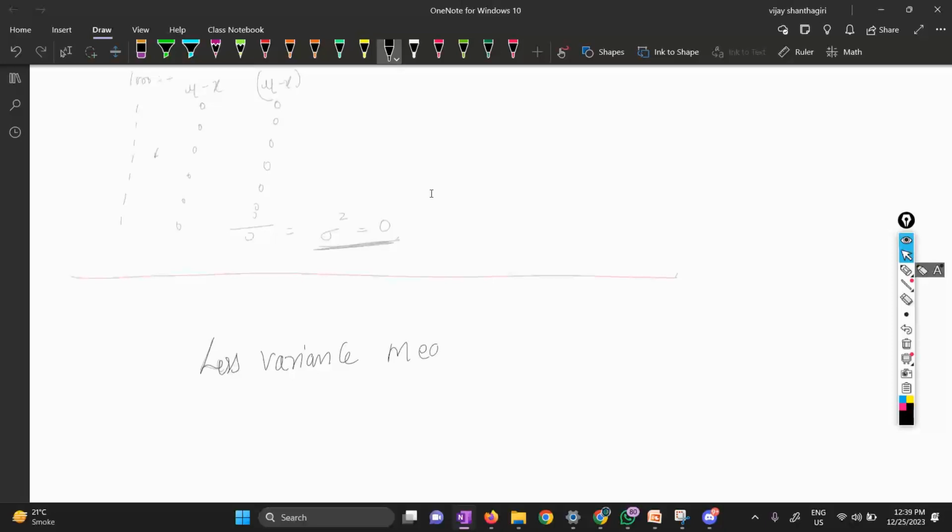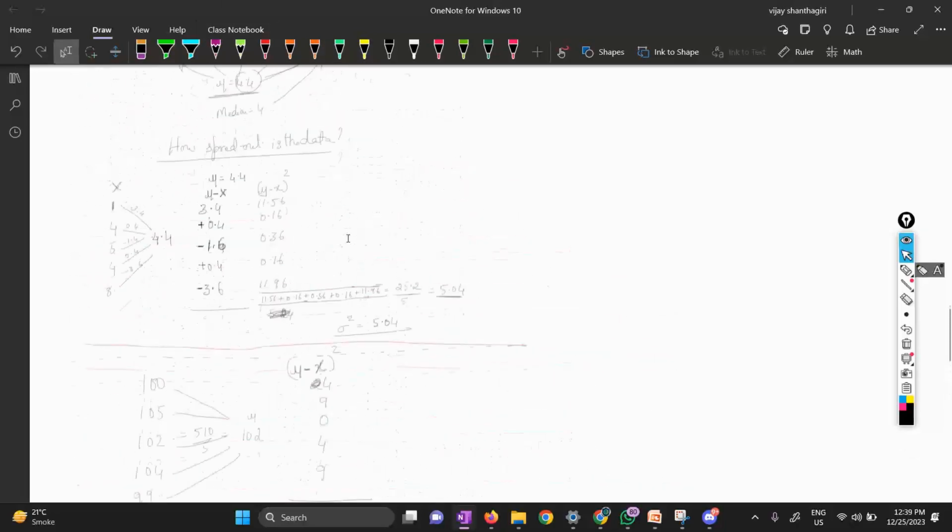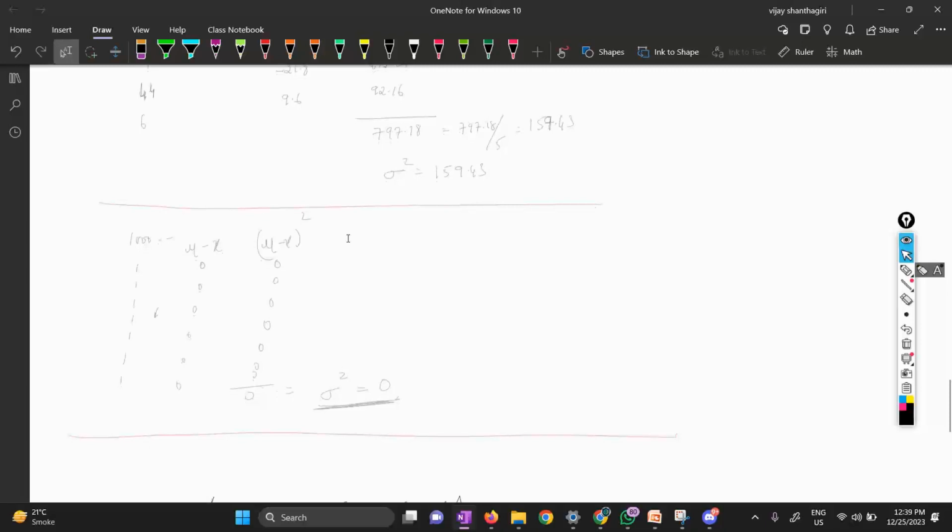Less variance means the values are closer. In terms of words, less variance means high predictability. High predictability, less variance. So if you want to simply calculate how the distribution is, find the variance. But without calculating the mean, we can't find the variance. That's why we calculated the mean first. Correct?